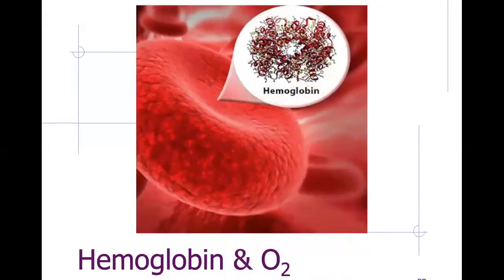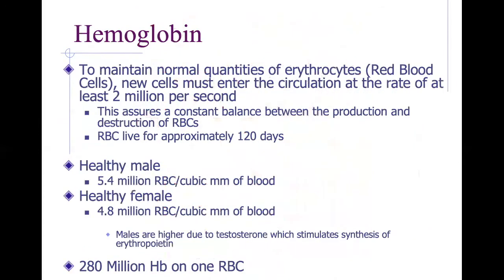So let's take a look at our hemoglobin and our red blood cells and our oxygen. To maintain the normal quantities of our red blood cells, new blood cells have to enter our circulation at the rate of at least 2 million per second. I'm going to repeat that again because that is so much. So, we have new red blood cells entering circulation at the rate of at least 2 million per second.